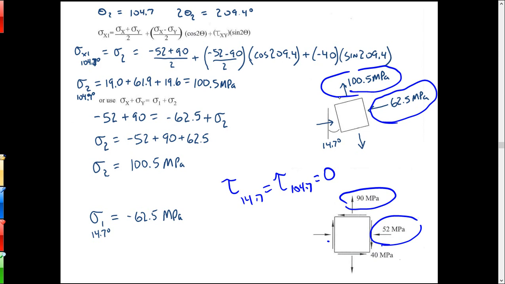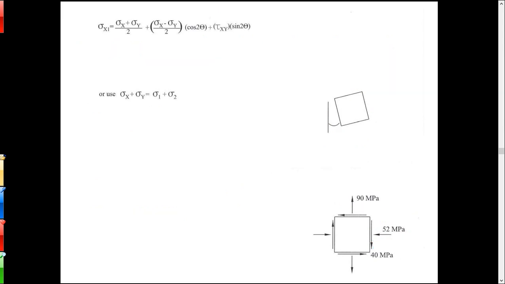So here we got the big tensile stress, the big principal tensile. That's closely aligned with the applied tensile. Here's the principal compressive stress. That's closely aligned with the applied compressive. Okay. All right. So we're doing all right with that? Okay, we're good. All right.